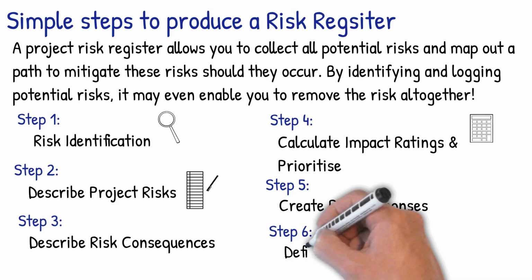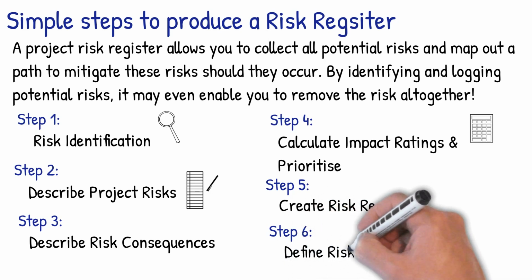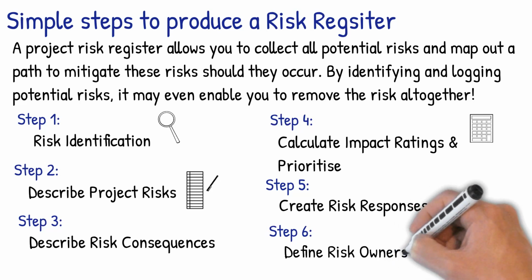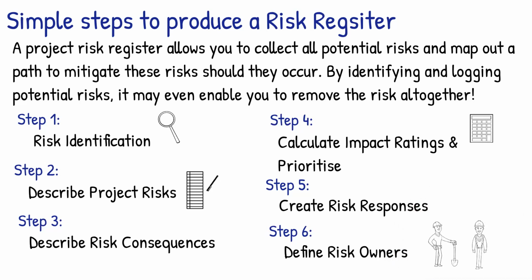Number 6. Define risk owners. Where you can, assign an owner to each risk. If you don't have a risk owner for each and every potential risk, then you might not know about it until the impact of the risk is irreversible.